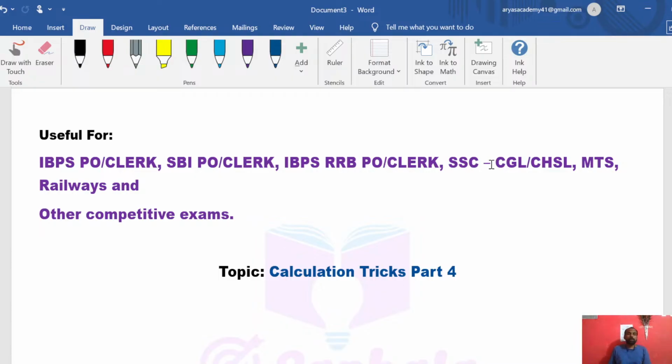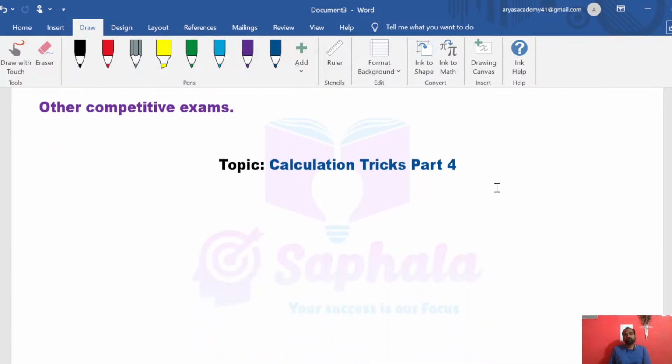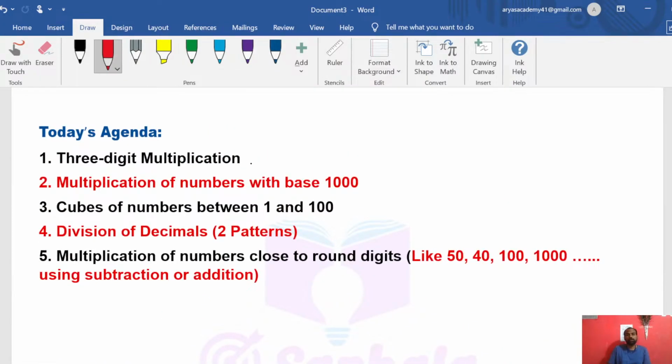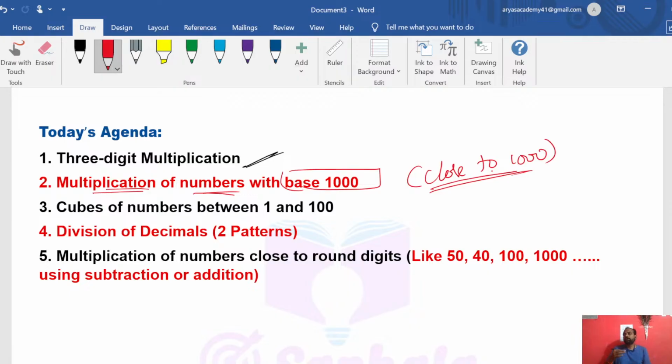So today we'll be looking at calculation tricks part 4. So what will be covered? Today's agenda is to cover 3-digit multiplication. The trick on 3-digit multiplication will be covered. Then multiplication of numbers with base 1000, which means numbers very close to 1000. We will take two numbers which are very close to 1000 and look at how to reduce the time of calculation, like 998 multiplied by 999, or else 995 multiplied by 997, likewise.